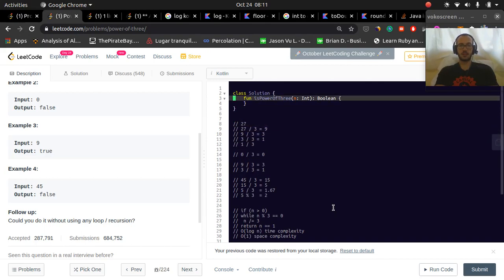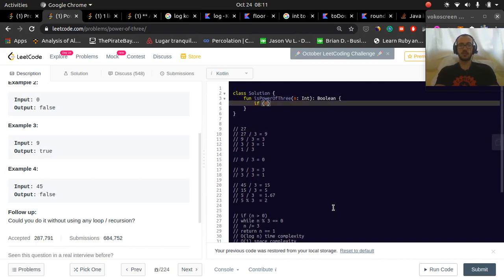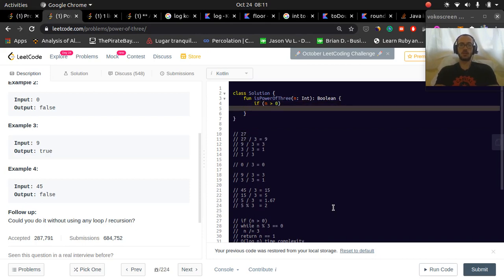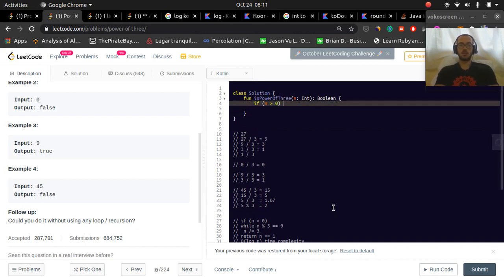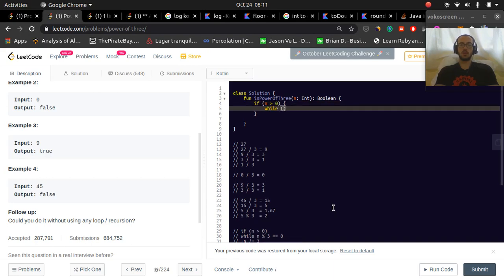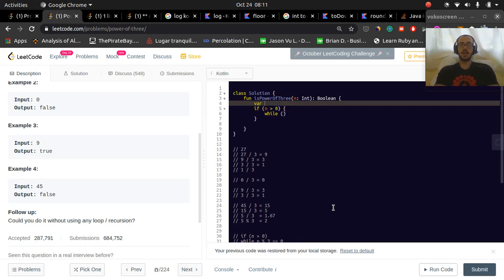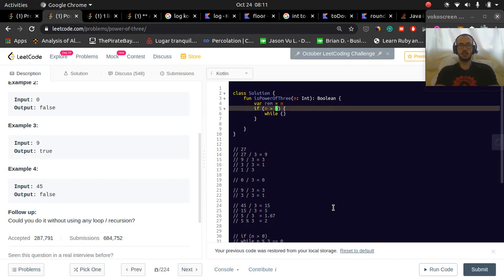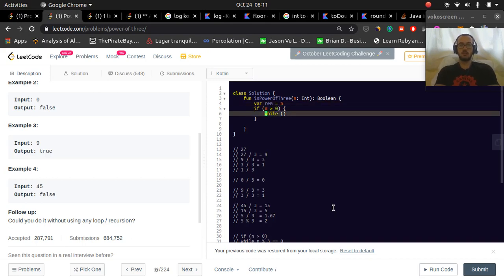Okay, let's turn our pseudocode into Kotlin. So if n is greater than 0, we'll keep while n, oh, and in Kotlin, n is a read-only variable, so we need a write variable. So we'll call it remainder, set it equal to n. Let's use remainder.